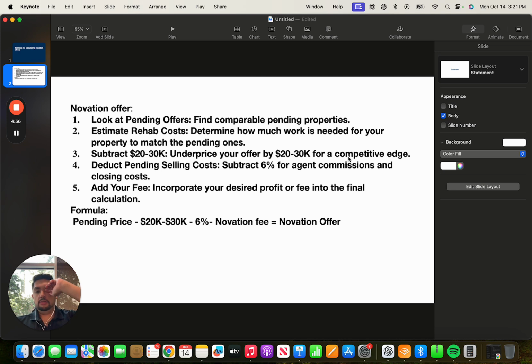With the novation strategy, you're opening it up on the MLS and catching retail buyers who are going to get 15-year or 30-year financing for the property. So the formula is: find a pending property that's apples to apples, minus 20 to 30 thousand just to undercut it, super aggressive, minus your 6%, and then minus your novation fee.